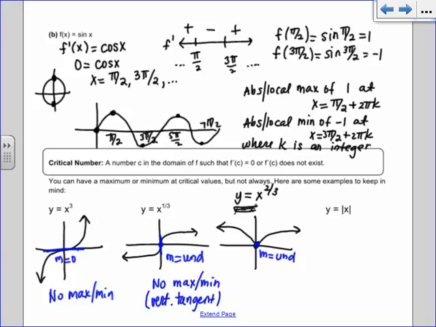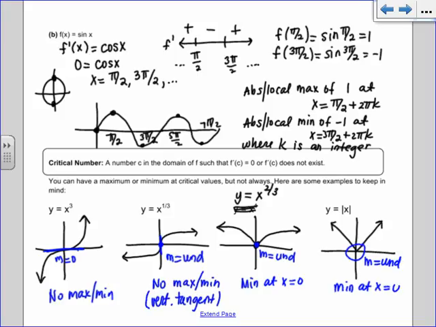All right, but is there a minimum there? Yeah, so it can happen. Even if it's undefined, you could still have a minimum. So minimum at x equals 0. All right, and then the absolute value of x, same idea, right? That's another one where the slope is undefined, but there is a minimum at x equals 0. So these are good ones to keep in mind.